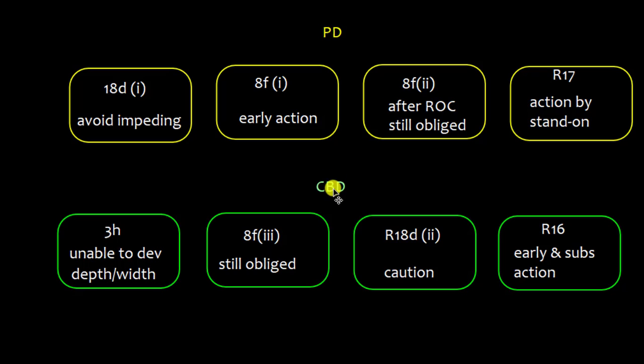Now, let's come to the CBD. First of all, as per Rule 3H, this is a power-driven vessel unable to deviate from the course she is following because of the depth and width of water. Now, as per 8F3, the CBD is still obliged to follow steering and sailing rules. In the steering and sailing rules, 18D says that the CBD should navigate with caution, and Rule 16 says it should take early and substantial action, which may involve reducing speed or stopping.